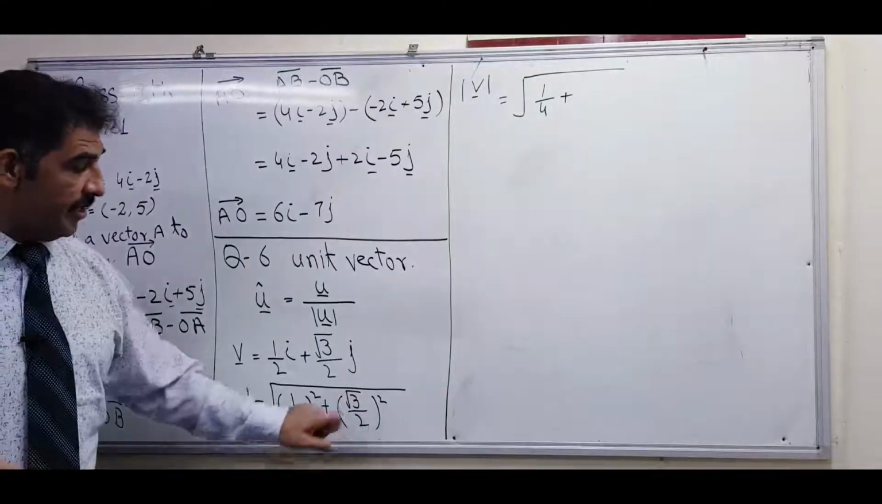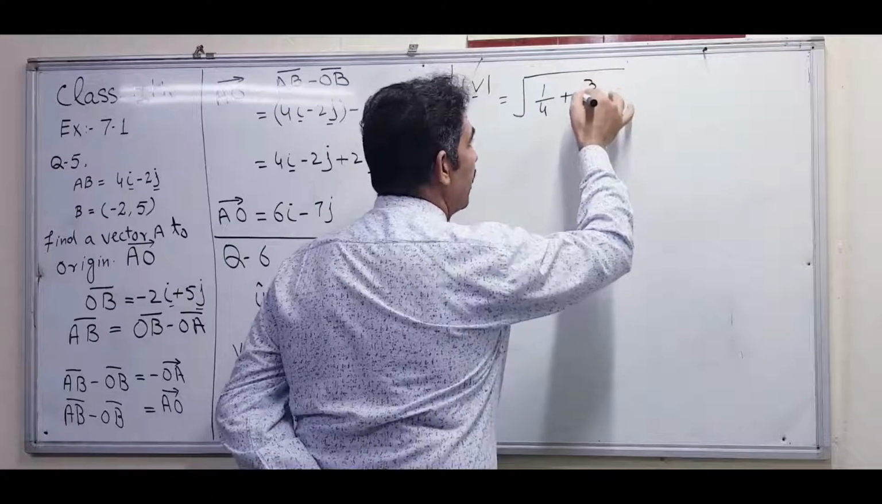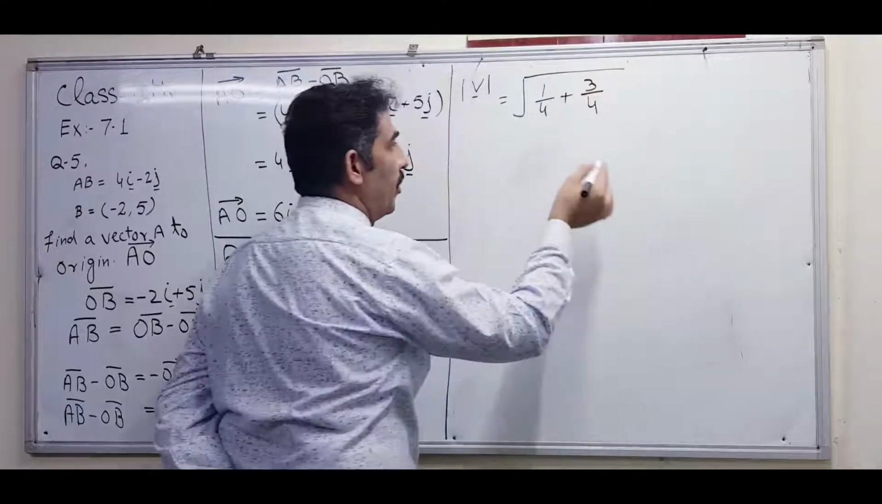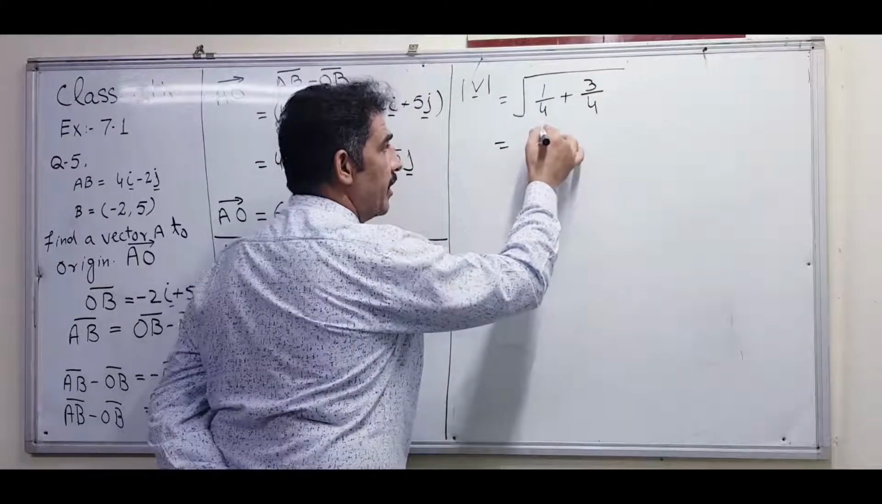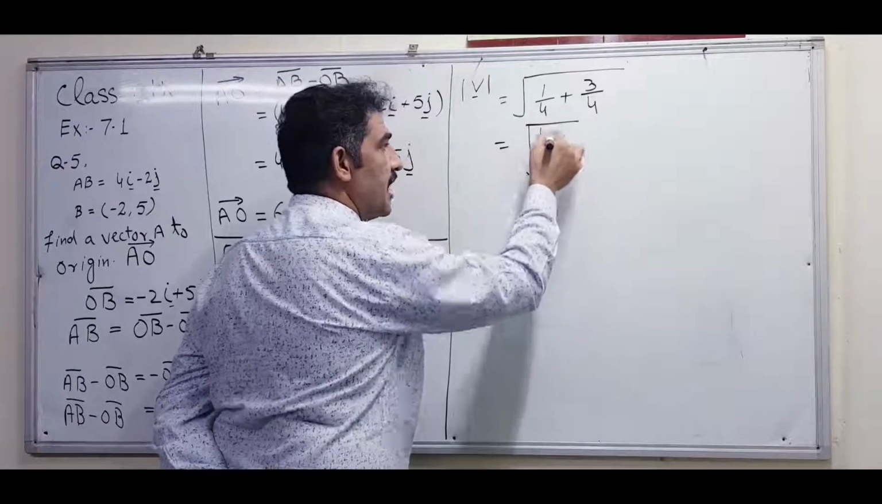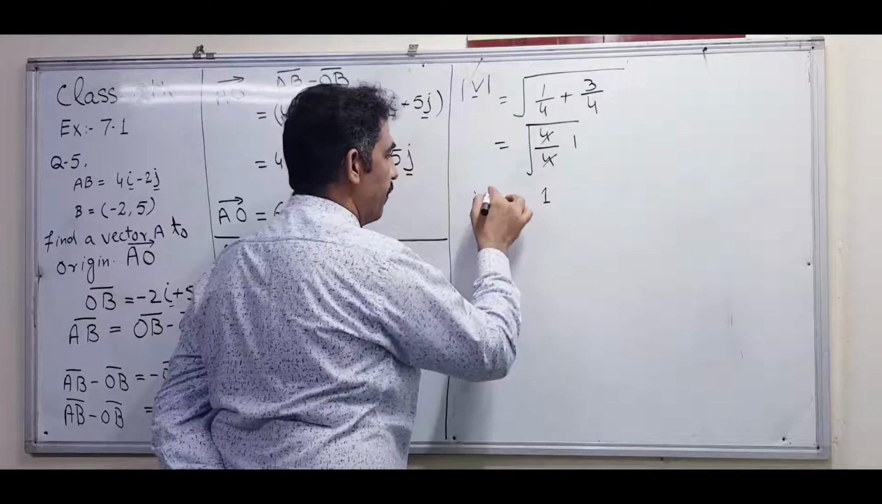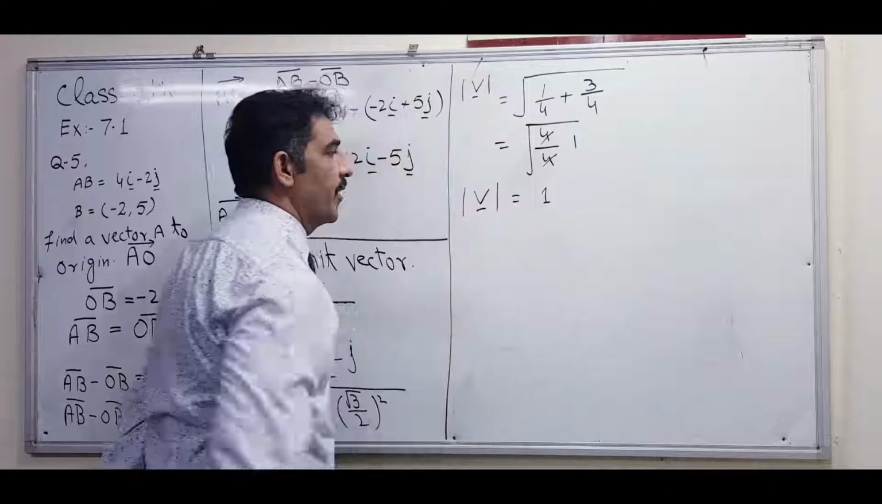What's the answer of this? The square cancels with the square root, and 2 squared is equal to 4. That is equal to 3 over 4. When we simplify more, 4 over 4 cancels, and the square root of 1 is equal to 1. Right?